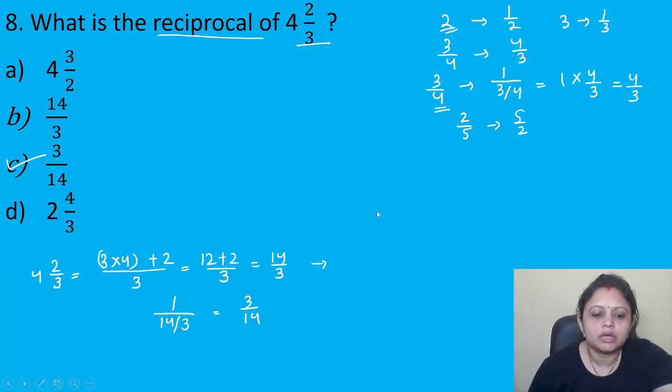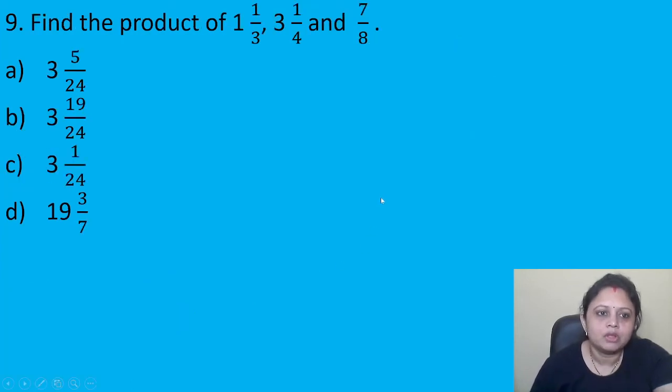Okay, coming to the next question. Find the product of 1 whole 1 by 3, 3 whole 1 by 4 and 7 by 8. Options are A. 3 whole 5 by 24, B. 3 whole 19 by 24, C. 3 whole 1 by 24, D. 19 whole 3 by 7.